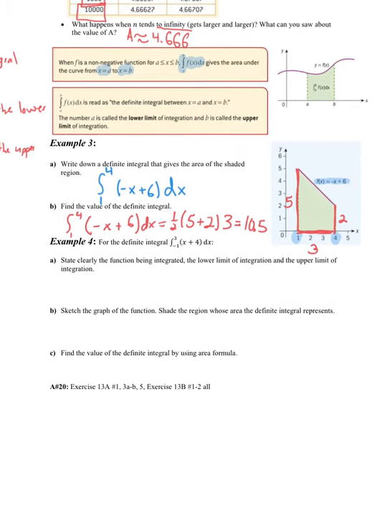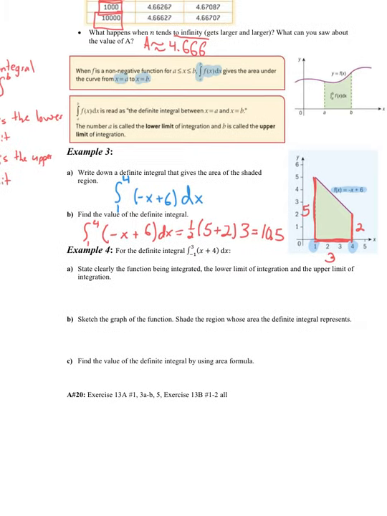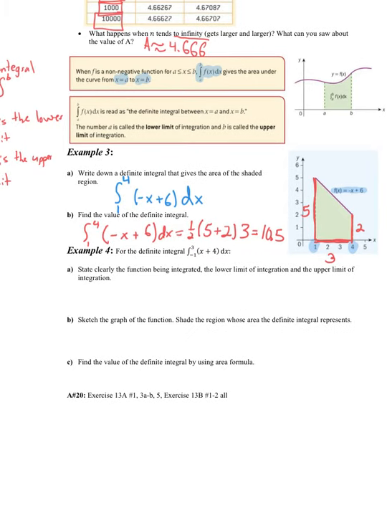All right, and our last example today, example 4, says state clearly the function being integrated, the lower limit of integration and the upper limit of integration. So first, it just says state the function. What type of function is it? Well, it's x plus 4. That's a linear function.